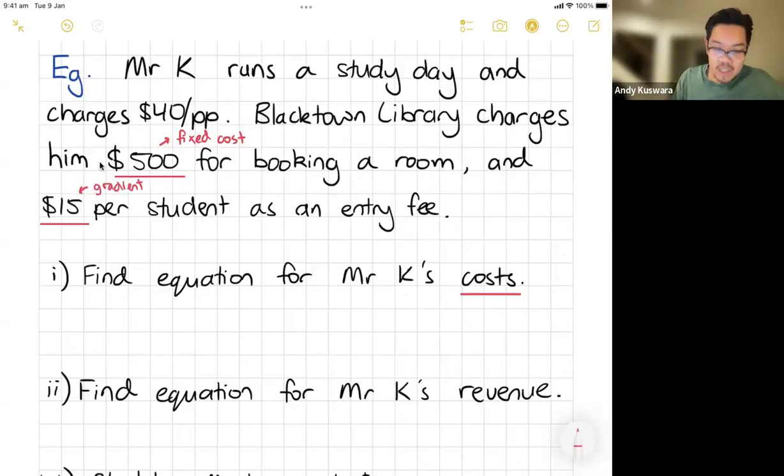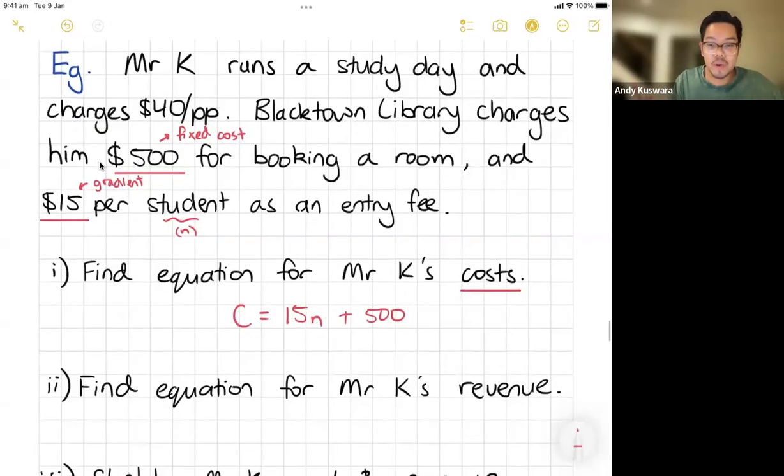So the equation for Mr. K's costs, I'll say cost is going to equal $15 per student, and I'll use N for number of students, and then plus the $500. So that's how much it's going to cost me. There's your equation. That's done.